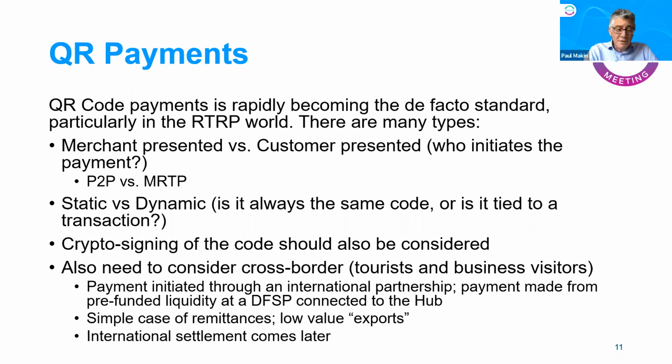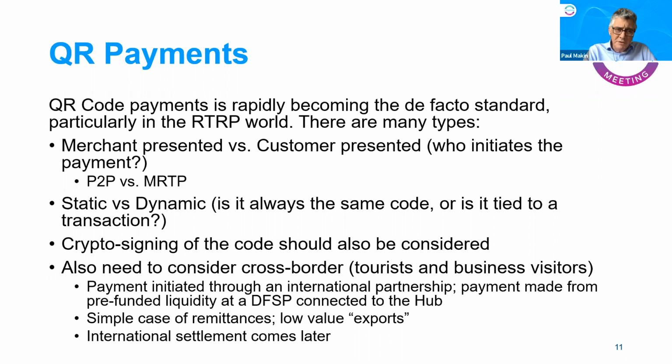So there's lots of different types of QR code. It's not all equal. There's merchant presented versus customer presented, which is really a question of who initiates a payment. So if it's merchant presented, it's essentially a push from a customer to a merchant. If it's customer presented, then it's a merchant requesting a payment from a customer.